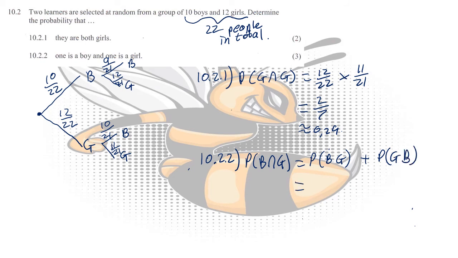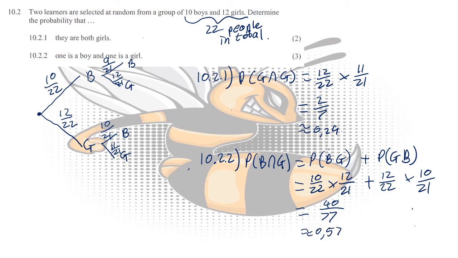Now the possibility of picking a boy then a girl would be 10 over 22 times 12 over 21, and then plus the possibility of picking a girl first, which would be 12 over 22, times the possibility of picking a boy second, would be 10 over 21. And this would then give you 40 out of 77 chance, which would give you about 0.52, meaning you have about a 52% chance.